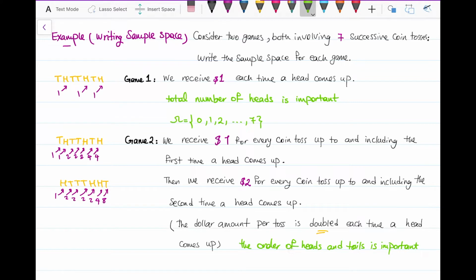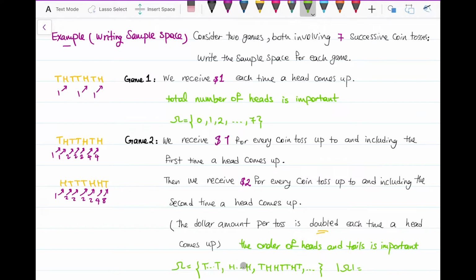So since the order here is important, when I want to write the sample space, I need to consider all different results for the 7 successive coin tosses. I need to write when I get all of them tail, or when I get all of them heads, or I get tail, head, head, tail, tail, head, for example. And I need to write all different results for the 7 successive coin tosses.